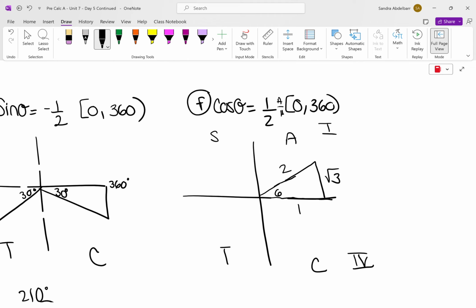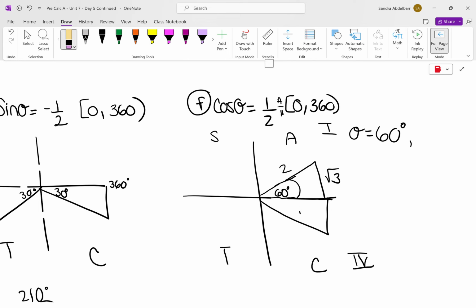So what angle does this have to be? 60, because across from the 60 is the root 3. So now we're doing everything in reference to that 60-degree angle. In quadrant 1, your angle is your angle. So this is 60 degrees. Our theta is equal to 60 degrees.